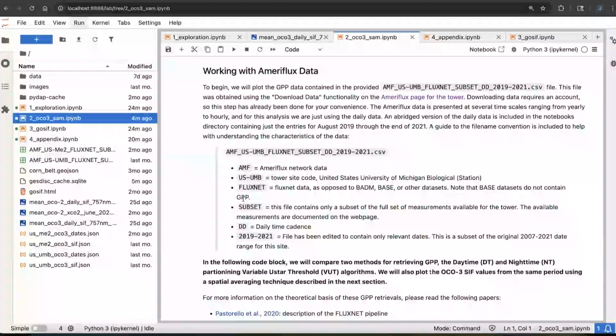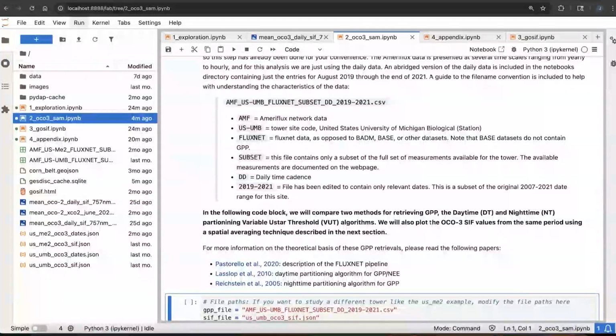However, since we're only interested in NEE and GPP, that's sufficient for our use case. DD tells us that this is the daily time cadence data. And 2019 to 2021 tells us that this data only covers the years 2019 to 2021. I've manually cropped the number of dates in this data to include data only from the lifetime of the OCO-3 mission. If you had downloaded this data yourself, you would get 2007 through 2021 worth of data.